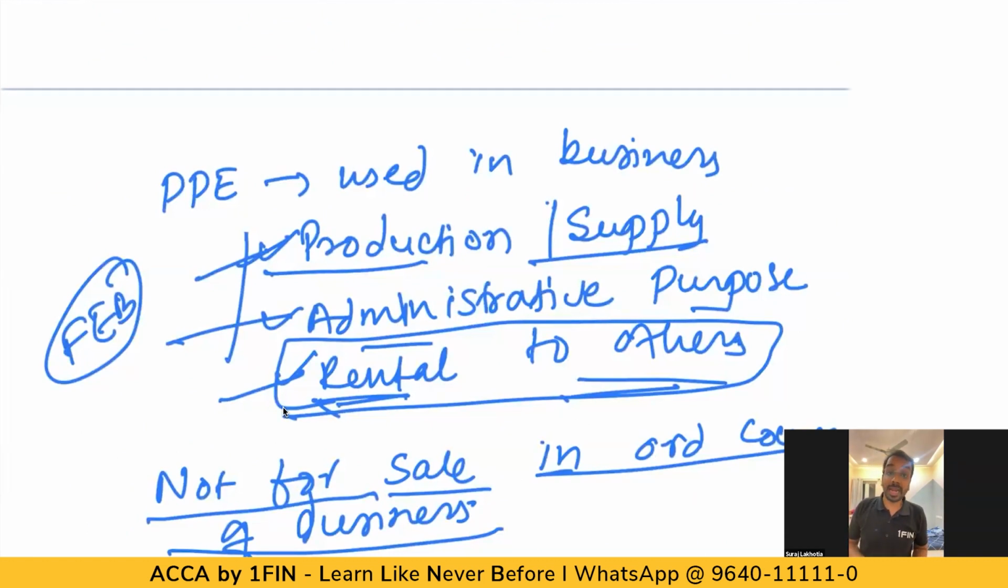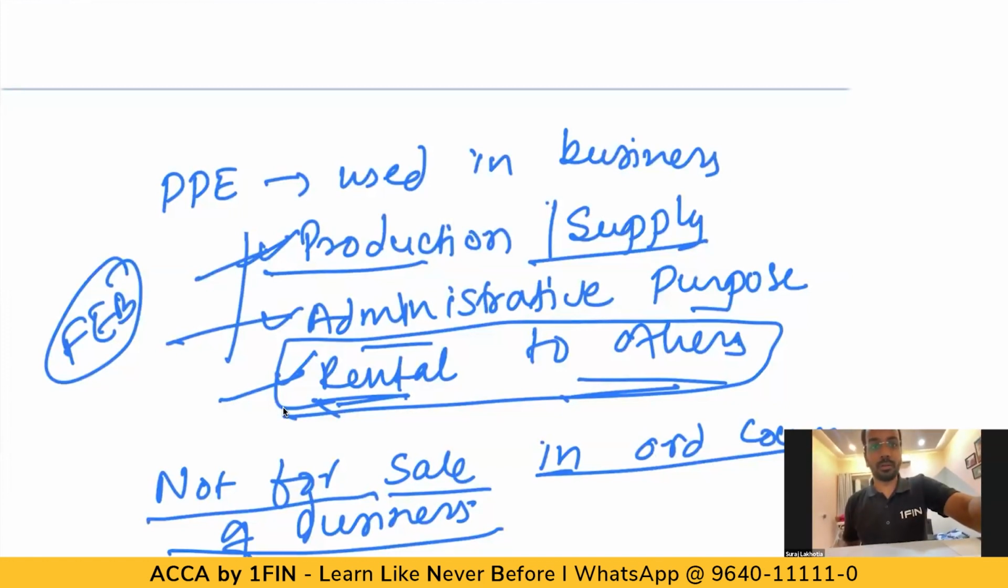So again, if land and building is for administrative purpose, in that case also it will be classified or it will be called property, plant and equipment.